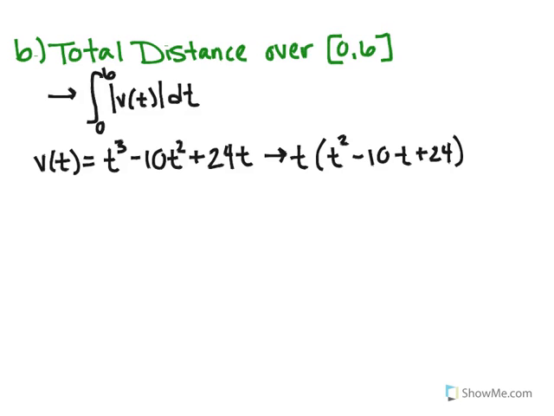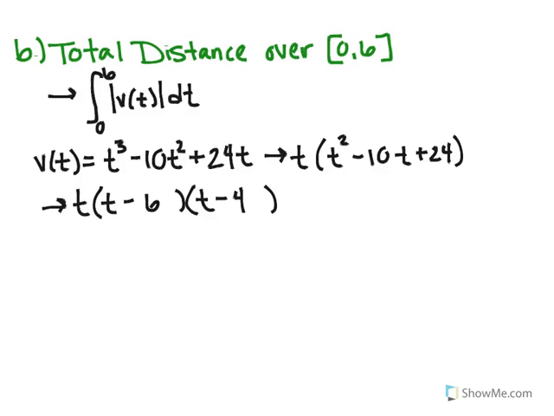Within this set of parentheses, we're just going to factor like normal. I need factors of 24 that add to give me, not just any 10, but a negative 10. So we're going to have t here and t here. Factors of 24 sound like 6 and 4, so minus 6 and minus 4.